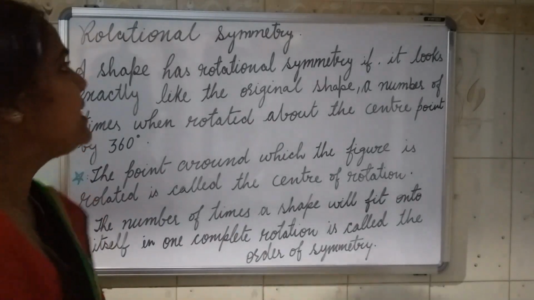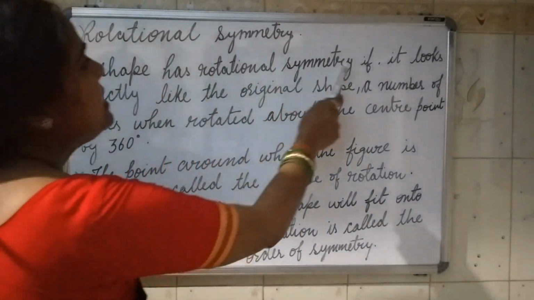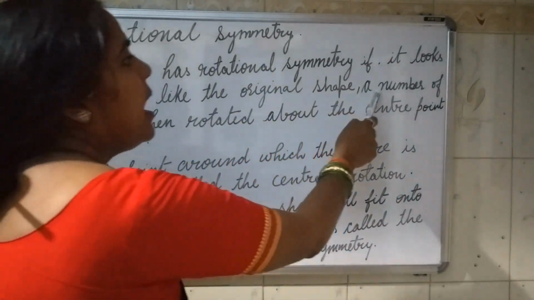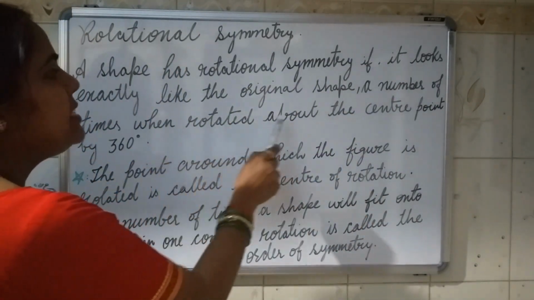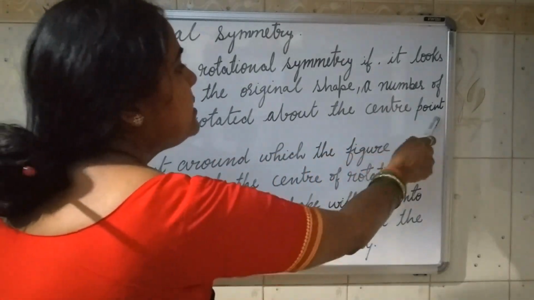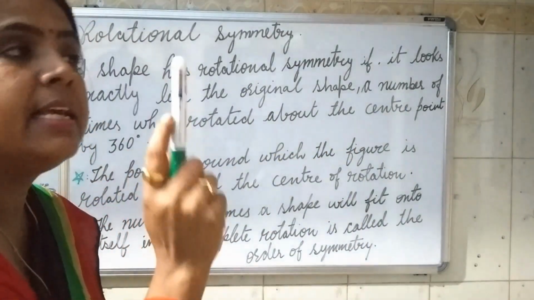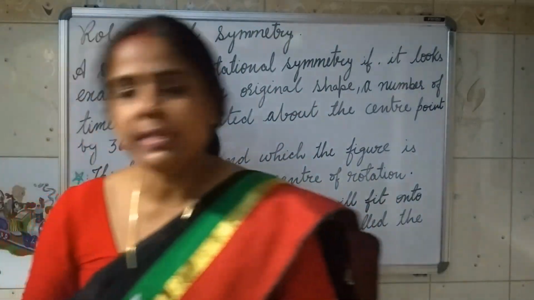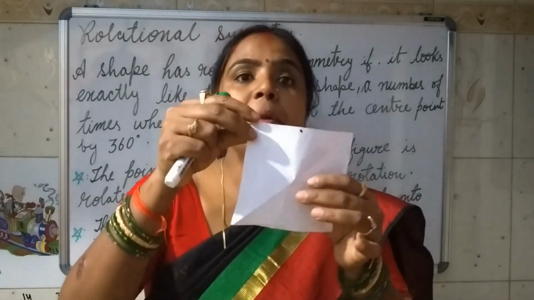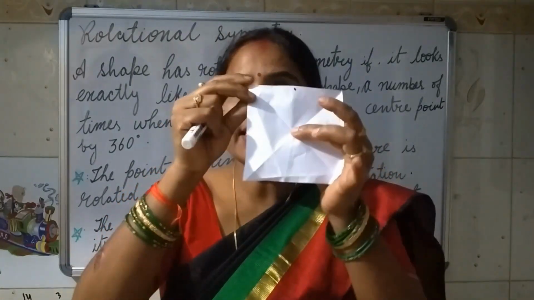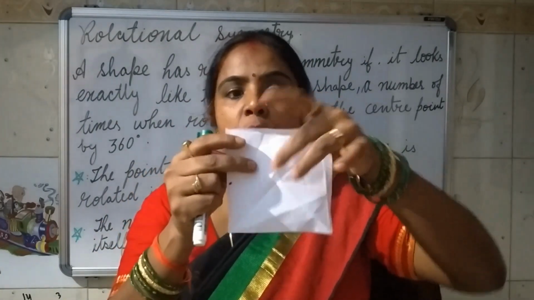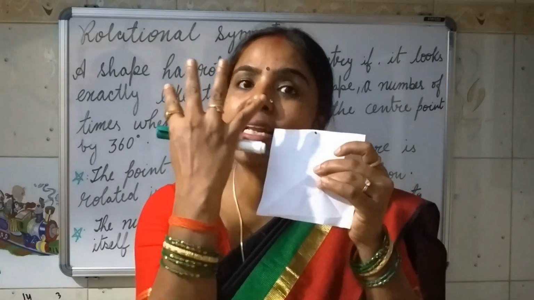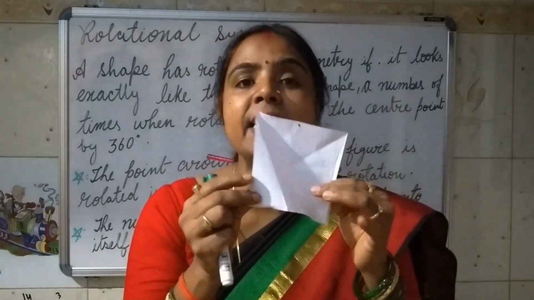Okay, so rotational symmetry: a shape has rotational symmetry if it looks exactly like the original a number of times when rotated around the center point by 360 degrees. 360 degrees means one complete rotation. The same thing as I explained to you, this is the square. Number of times it is rotated. This is the center point. I rotated 1, 2, 3 and 4. So the number of times I rotated is 4, and all 4 times it is looking exactly the same.